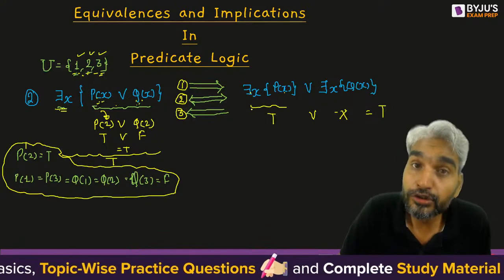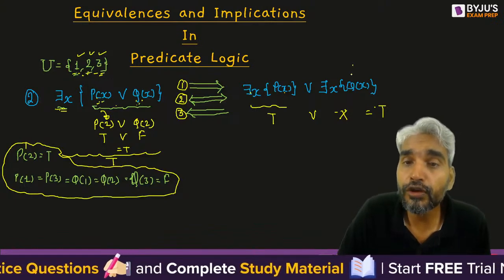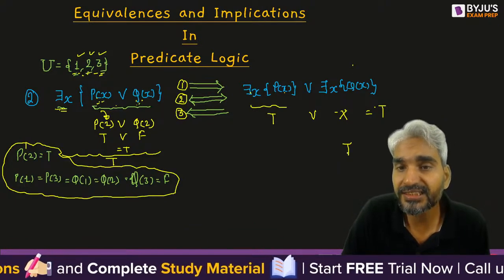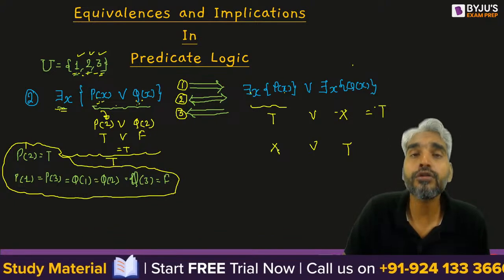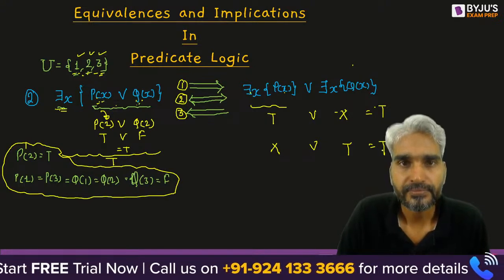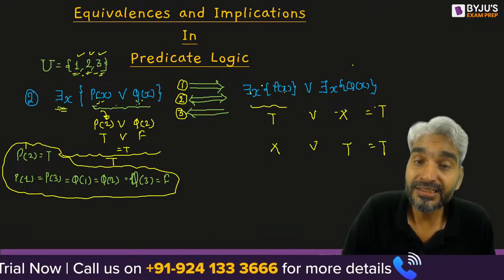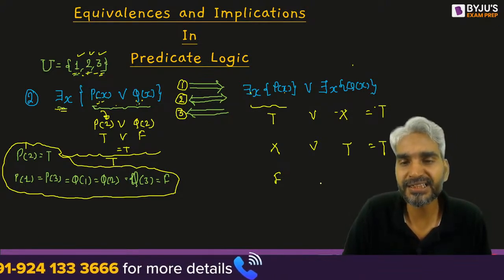So if p is true for at least one value of x, then also RHS will be true. If q is true for at least one value of x, then there exists x, qx will become true. In that case, whatever the value of there exists x, px, this will also be true. Clear?